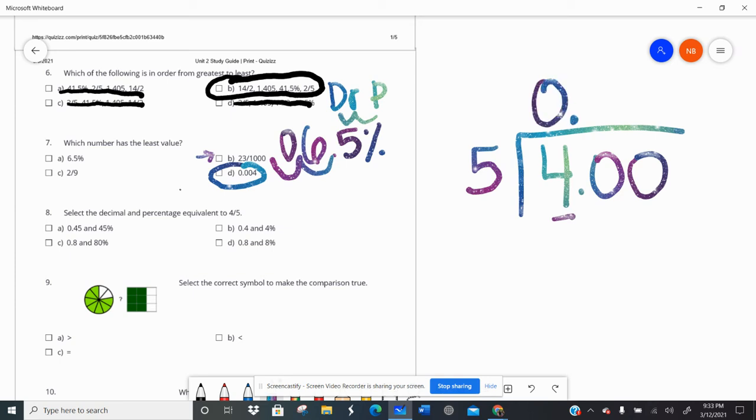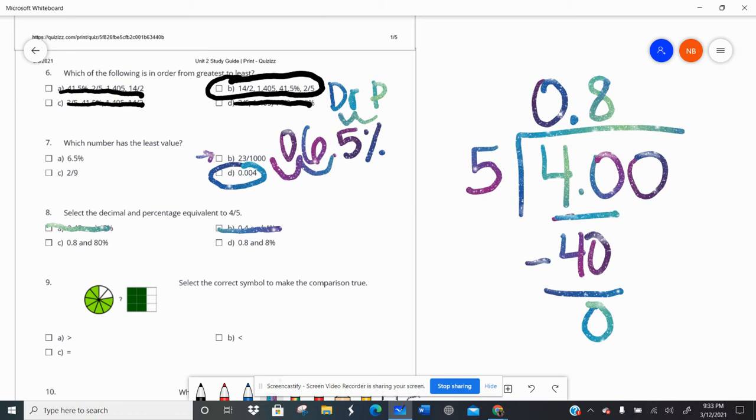Well, no, I don't have enough. I have to look to my neighbor. So how many groups of 5 are in 40? Well, if I count by 5, you can go up by 5, 10, 15, 20, 25, 30, 35, 40. I have 8 groups. Groups goes on top. 8 times 5 is 40. And I have no remainder, which means I'm done. So 4/5 is 8/10. So I can eliminate A. I can eliminate B.